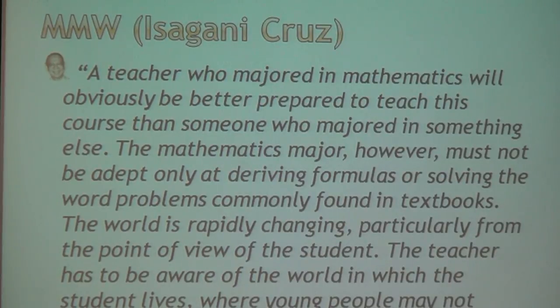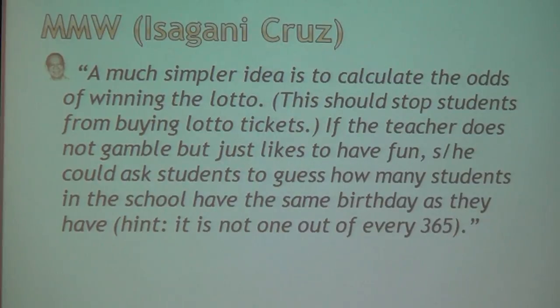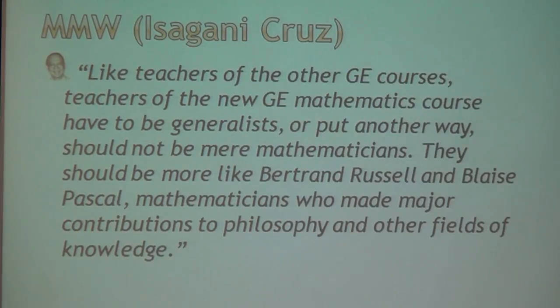Okay? So you can search for this in an archive. The Philippine Star, Sagani Cruz, Mathematics in the Modern World. He gave examples, for example, this one. Okay? Calculating the odds of winning the lotto. Implication? Probability. You need to discuss probability. Truly a probability. Okay?